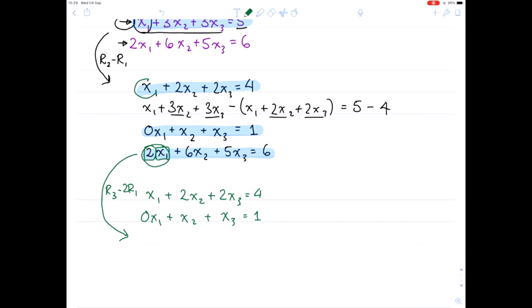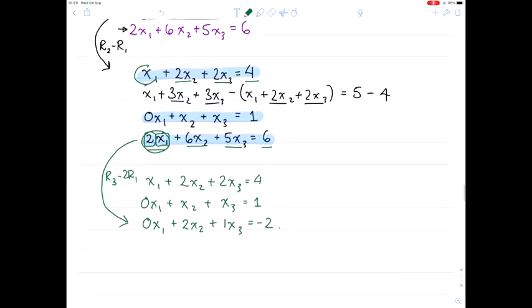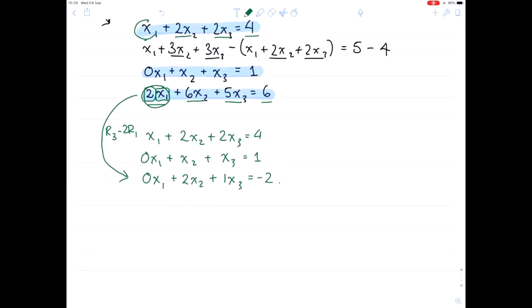So that's going to give me 2x1 minus 2x1, so that's 0x1, a 6x2 minus 4x2, so that's going to give me 2x2, and then I've got a 5x3 minus 4x3, so that's going to give me 1x3, and then I've got a 6 minus 8, so that's going to be a minus 2. So now we have a third set of equations which is equivalent to the first one.